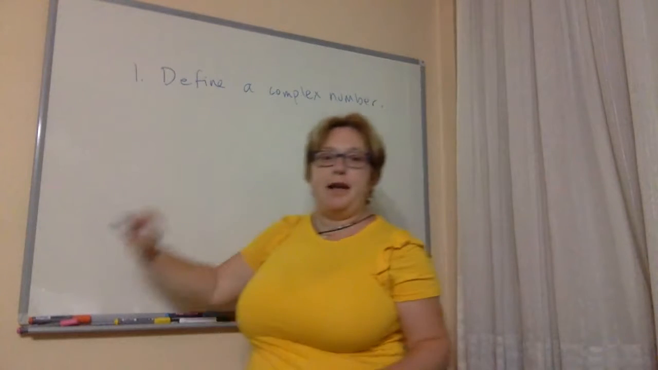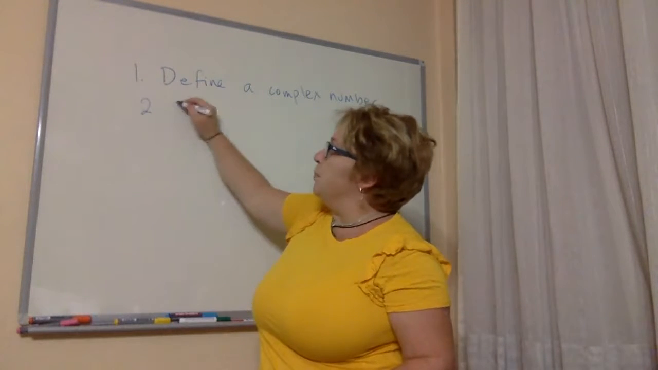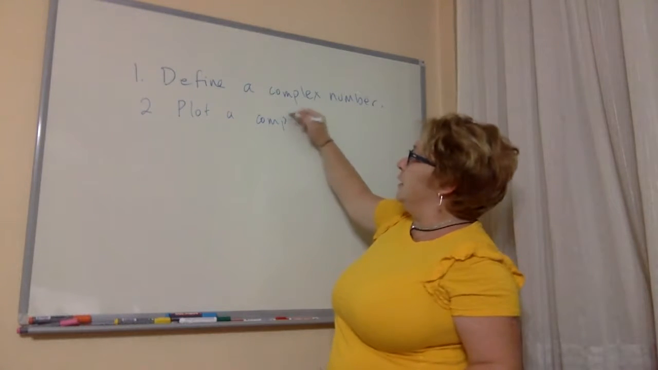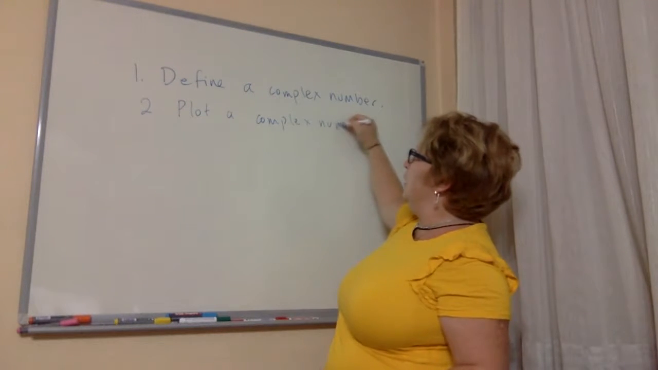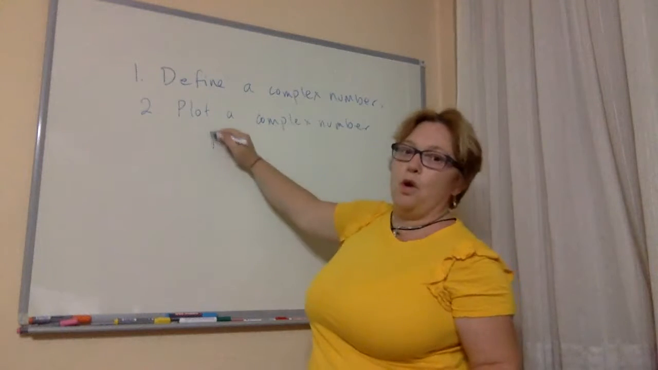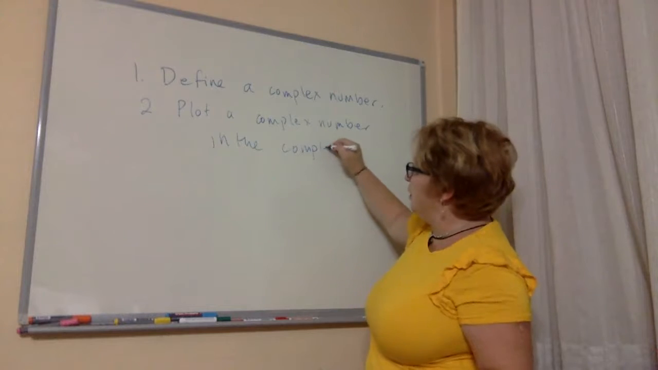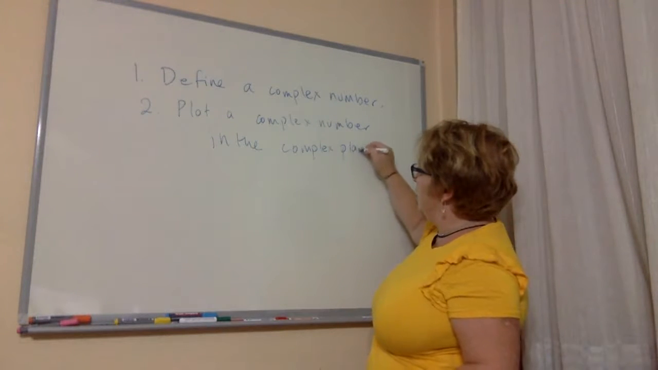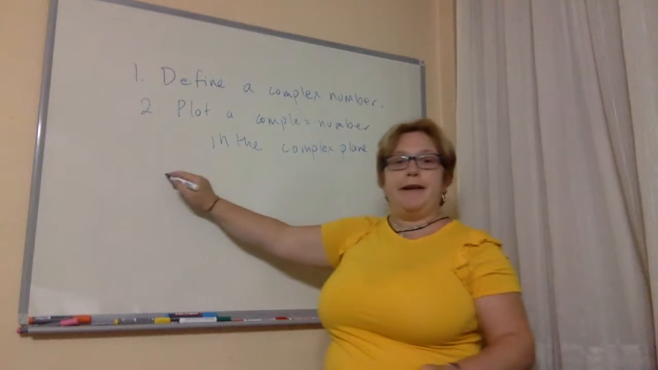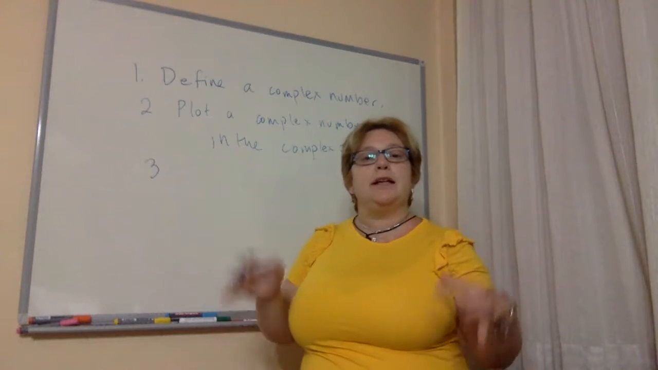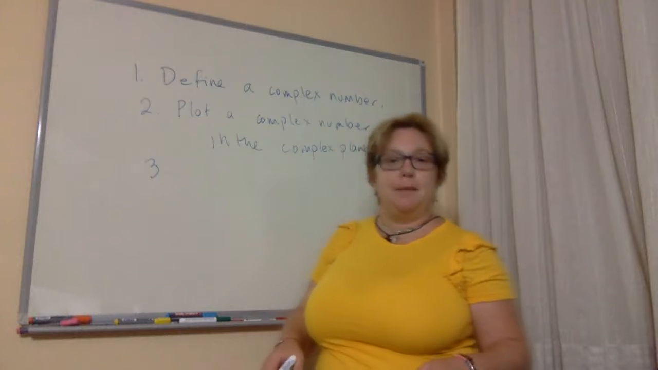Our second objective would be to plot a complex number in the complex plane. Our third objective would be to work with what's called the conjugate of a complex number.